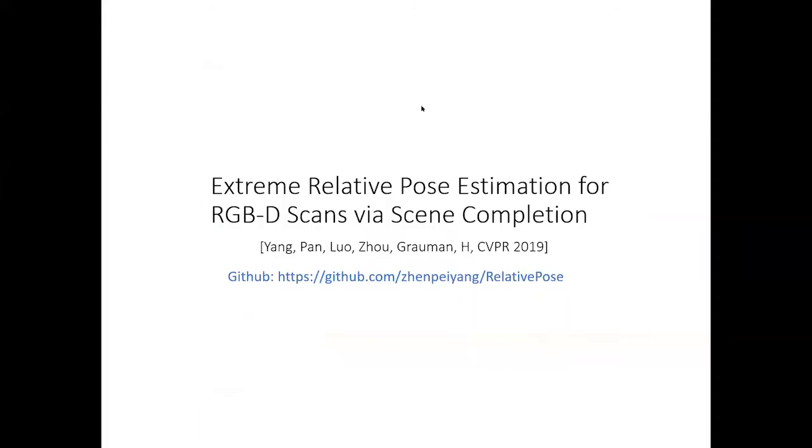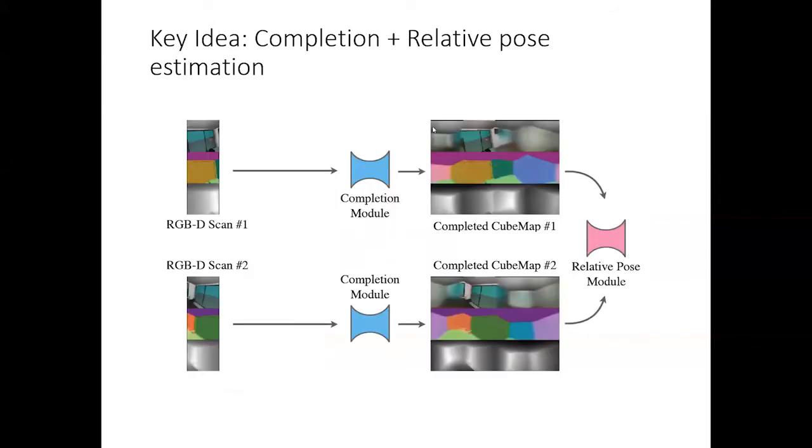So I'm going to briefly present two papers. One is the first paper, published in CVPR 2019. The key idea, motivated by the human body example, is very simple. First, given these scans, we are going to apply scene completion.